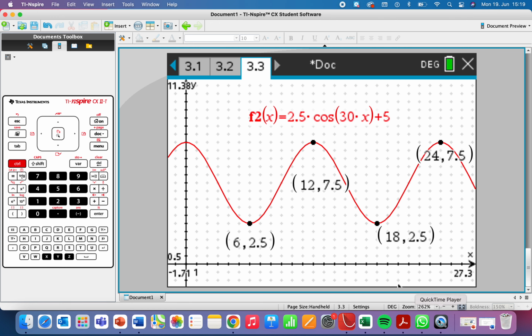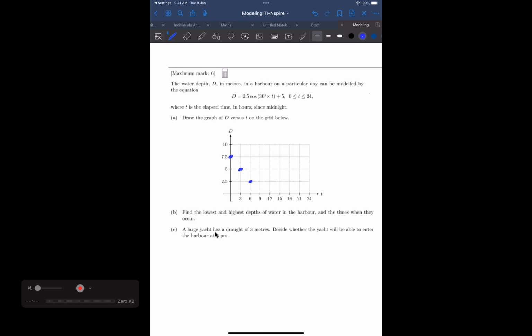So let's go and see what the question asks us. So A is draw the graph. All right, well, I think we're pretty good at this now, because we kind of know that it goes in a cycle of 12 hours.